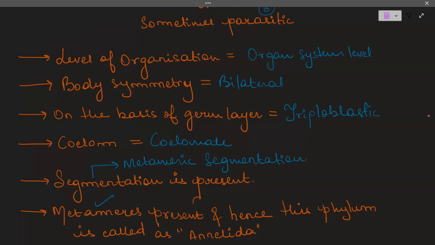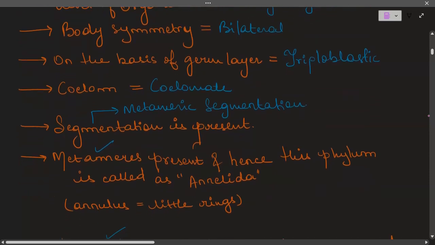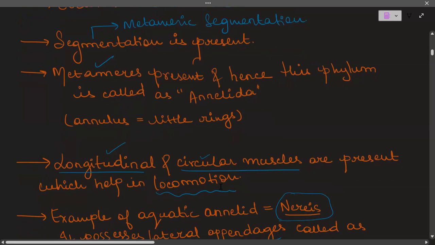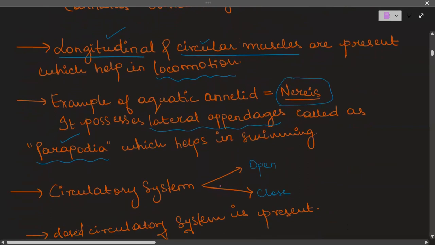And on the basis of germ layer, they are triploblastic. Means three layers are there. They have a true coelom present, because of which they are coelomate organisms. The segmentation is metameric segmentation. Metameres are present, and because of that only this phylum is Annelida. Longitudinal and circular muscles are present. These are specialized muscles that are present in their body for locomotion process.